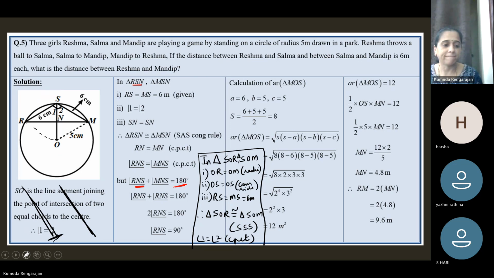Okay. This angle is 90 degrees. All right. Which means everywhere is 90. This is 90, this is 90, this is 90. Now we are done. Now it's very simple.